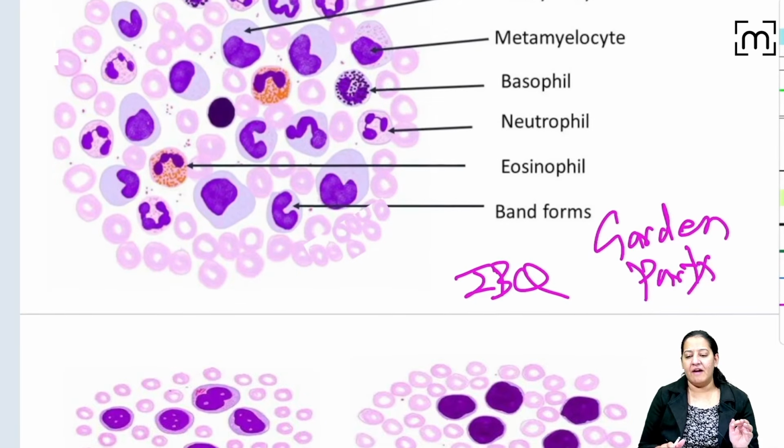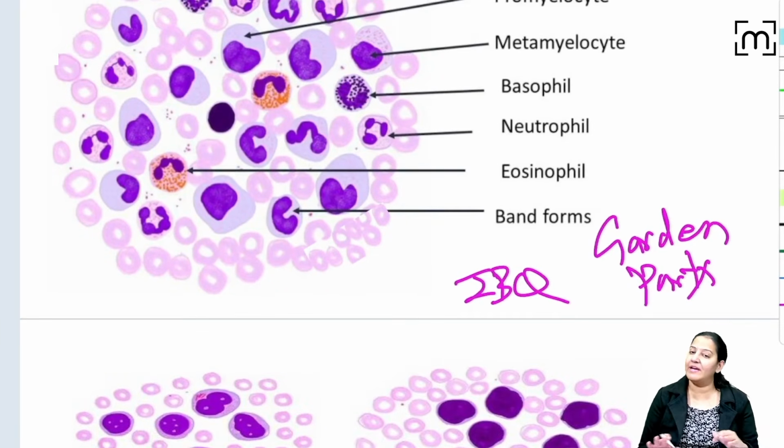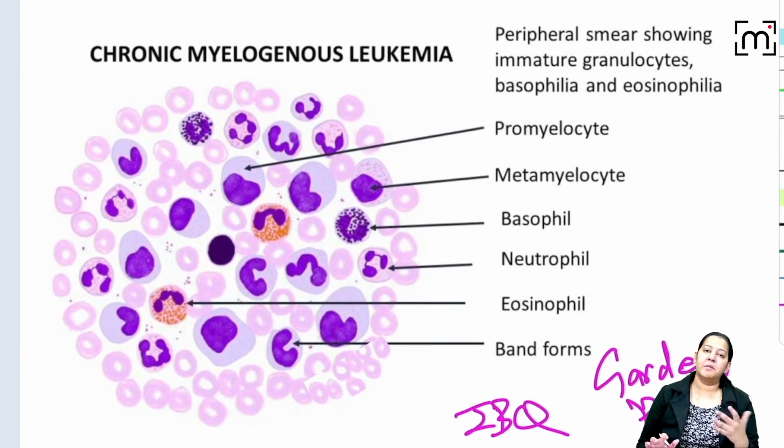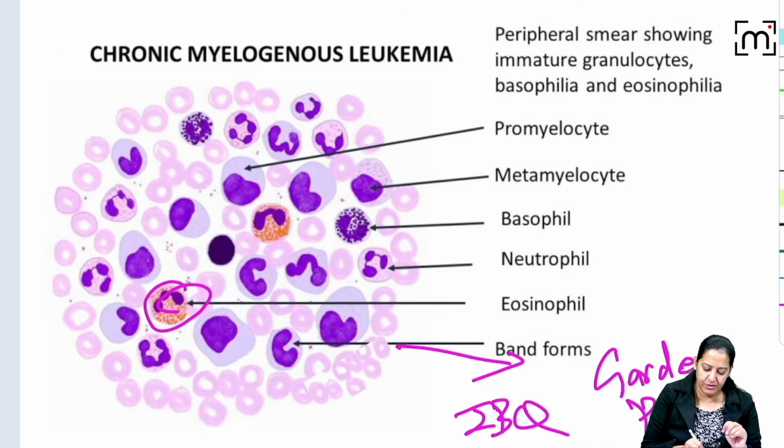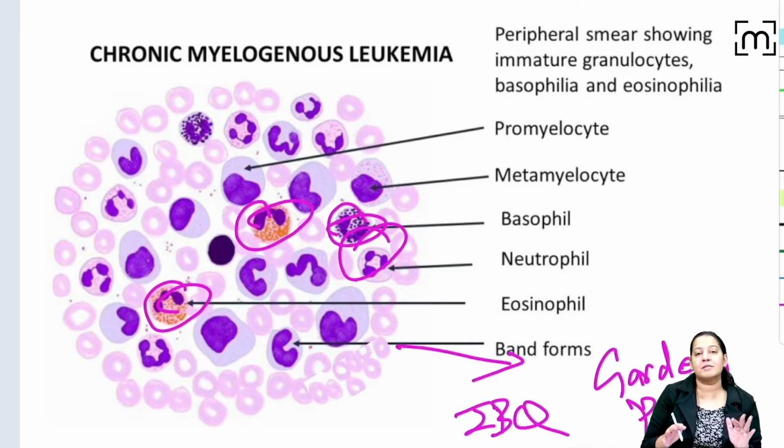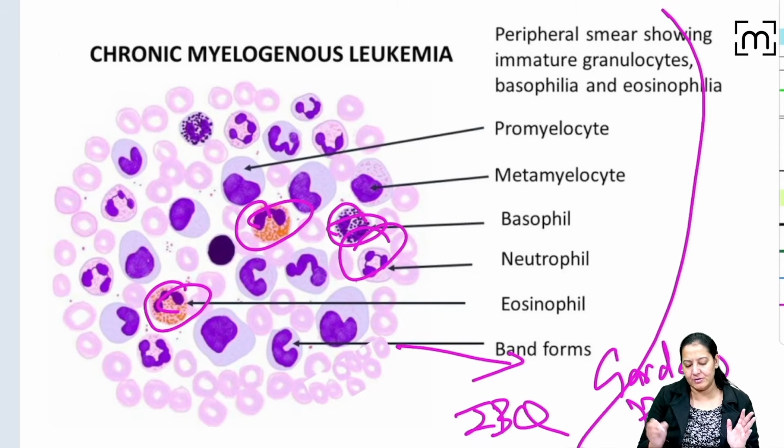Because in a garden party, everyone is in different dress. It's not school that everyone should have a uniform. Everyone has a different dress. So here all the WBCs are looking different. That's why this is the simile we see, right? So you can see here eosinophils, basophils, neutrophils, the precursors, promyelocyte, myelocyte, metamyelocyte, band form.